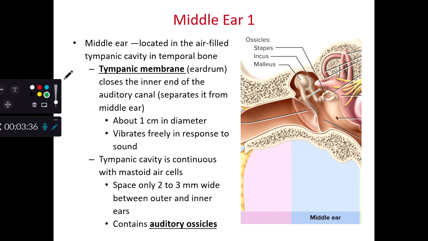Now, once we get to the middle ear, our middle ear is going to begin at the tympanic membrane. This is the barrier that separates the middle ear from the outer ear. This tympanic membrane is also referred to as the eardrum. And the middle ear is going to be housed entirely within the temporal bone, along with the inner ear as well. And as we look at the tympanic membrane itself, it's fairly large. It's about 1 full centimeter in diameter and can oscillate back and forth. It can vibrate freely in response to sound waves hitting it.